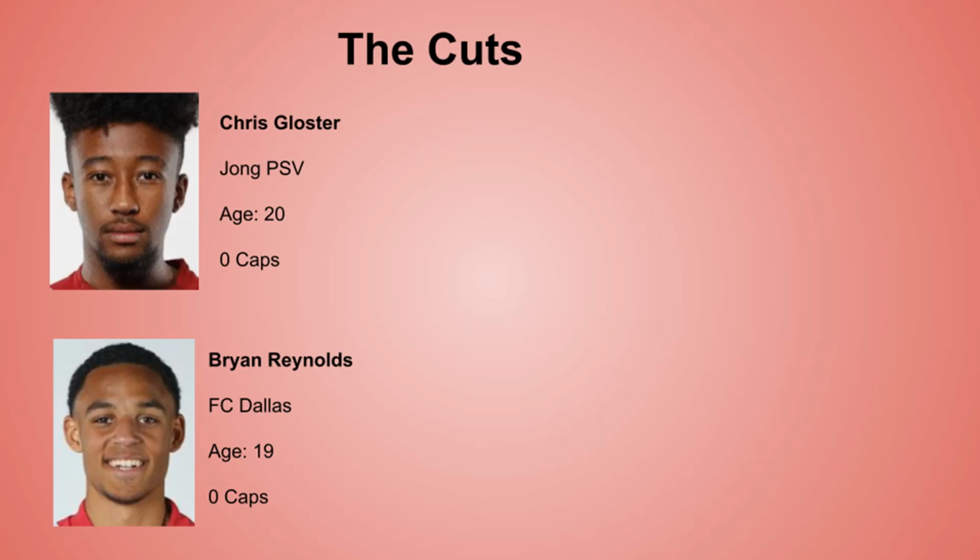According to US Soccer, Brian Reynolds was released for personal reasons. That probably has something to do with his impending transfer to Serie A, whether that's Juventus or Roma. It's not abundantly clear. It keeps changing back and forth. Hopefully they sort that situation out fairly soon.